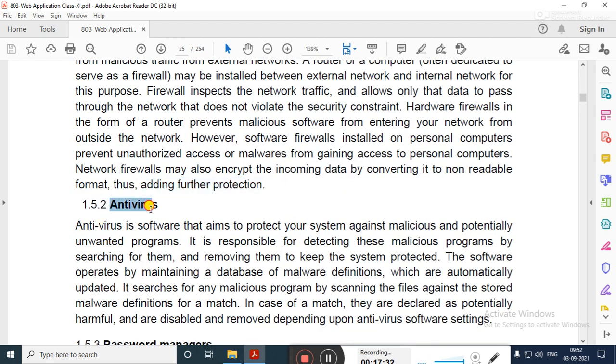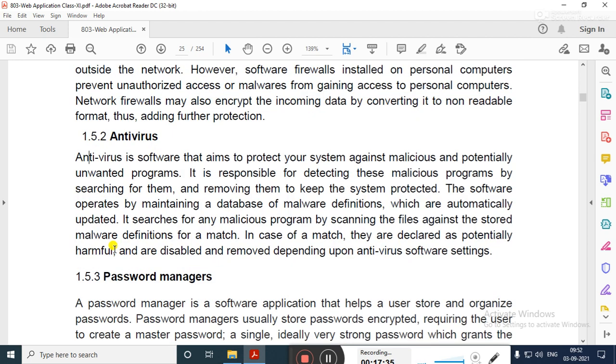What is antivirus? Like the virus, there is also antivirus. Just like COVID is a virus, COVID vaccines are also there. So that works like the antivirus thing.